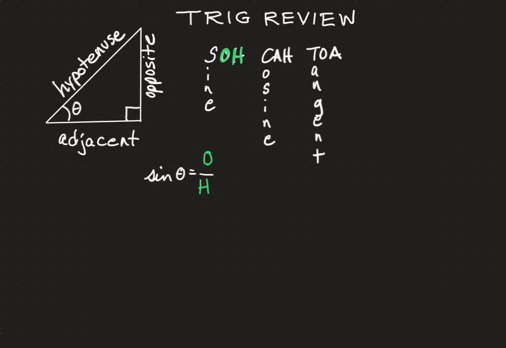So the next word means the cosine of theta is the adjacent A over the hypotenuse H. And finally, we come to the tangent. The tangent of theta equals the opposite O over the adjacent. So we have SOH CAH TOA.